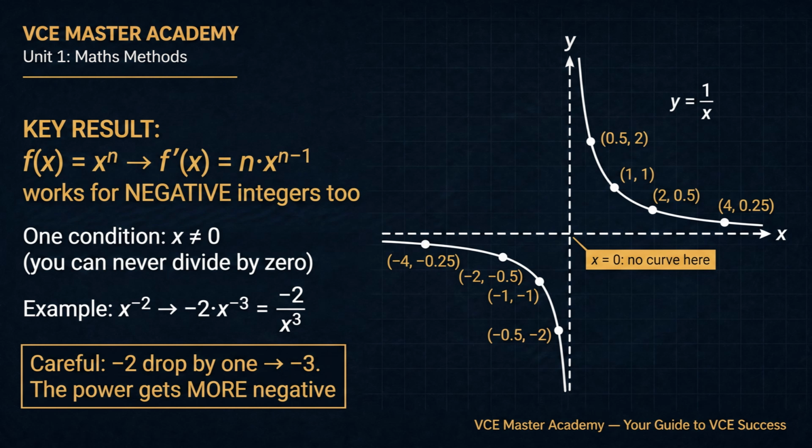Watch the rule work. X to the negative 2. The negative 2 jumps down the front. Then the power drops by 1. Negative 2 minus 1 is negative 3. So we get negative 2, x to the negative 3, which is negative 2 over x cubed. And there's the one trap of the whole day. Drop by 1 means subtract 1. Negative 2 minus 1 is negative 3, not negative 1. The power gets more negative. Watch that step like a hawk, and this chapter is yours.